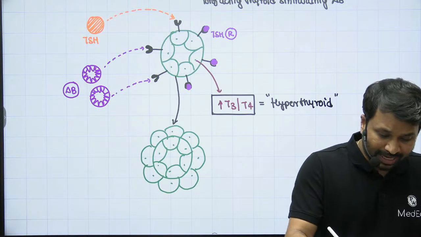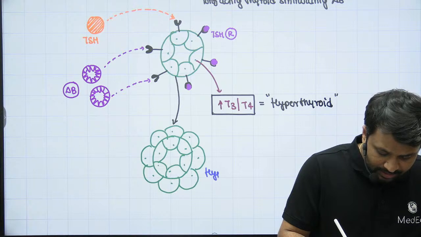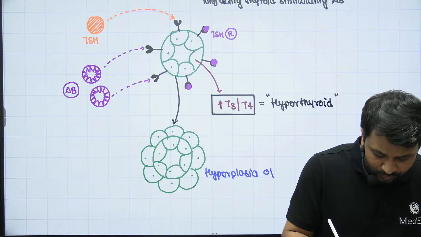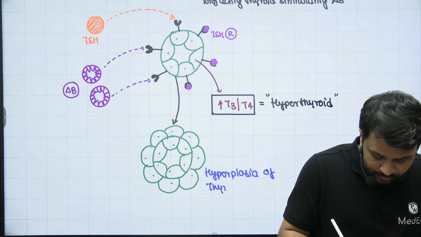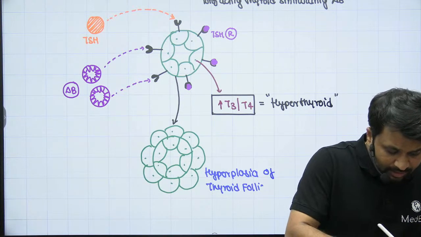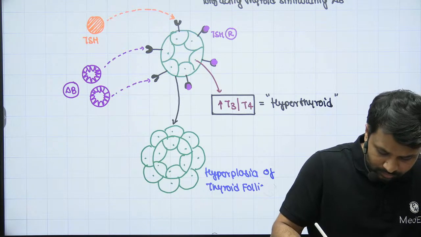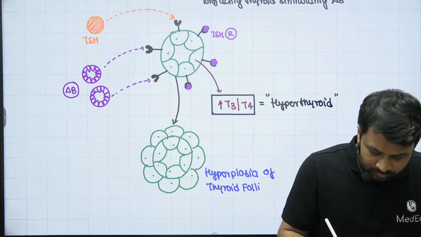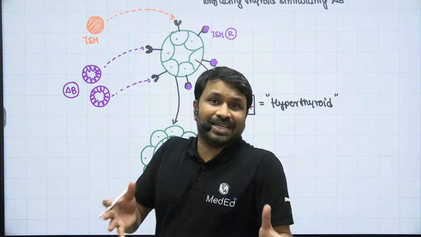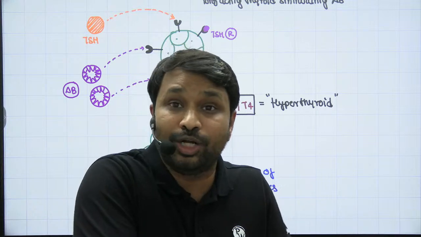Now because there is hyperplasia of the thyroid follicles, it will occur in all the follicles, because these antibodies are not going to be selective. They'll go to every single follicle which has a TSH receptor. They will go and bind to those TSH receptors.